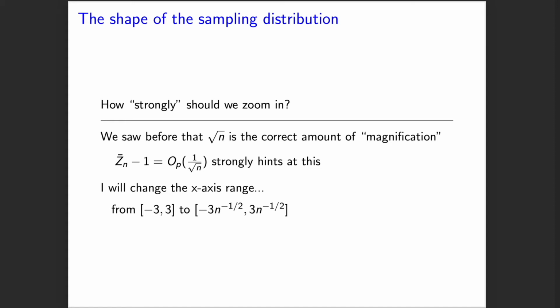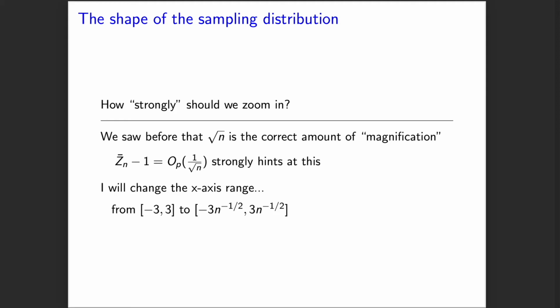And we saw previously in our discussion of probabilistic Landau notation that in fact square root n is really the correct amount of magnification here. And this result that z bar n minus 1 is big O_P of 1 over square root n really strongly hints at this. It says we need to zoom in by at least a magnification of square root n; if we zoom in any less, the sampling distribution will still appear to concentrate.